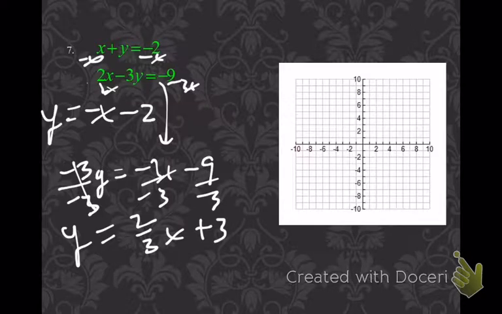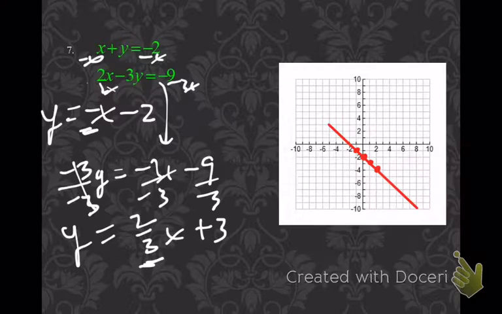So let's go graph these two guys and see what comes out. Well, look at the slopes first. Slope here is negative 1, slope here is 2/3. Different slopes, we should have one solution. So, we start at negative 2. Go down 1, right 1, because the slope is negative 1 for that first line. And we want to draw a nice straight line. Just like so.